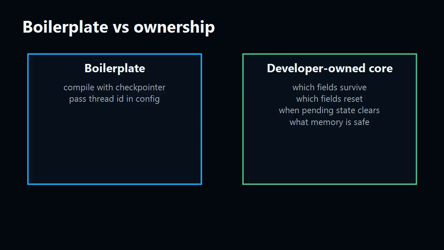The boilerplate is small: compile the graph with a checkpointer and pass a thread ID in the config. The developer-owned core is the policy: which fields survive, which fields reset, when pending state is cleared, and what memory is saved for the next action.